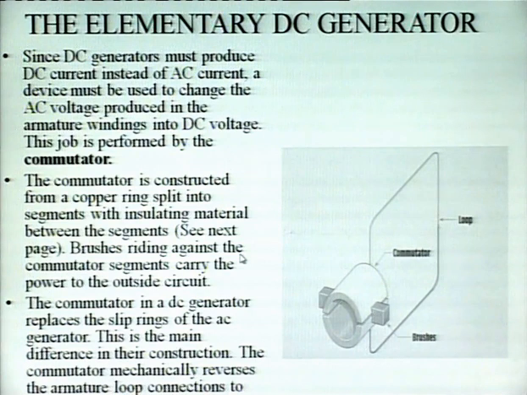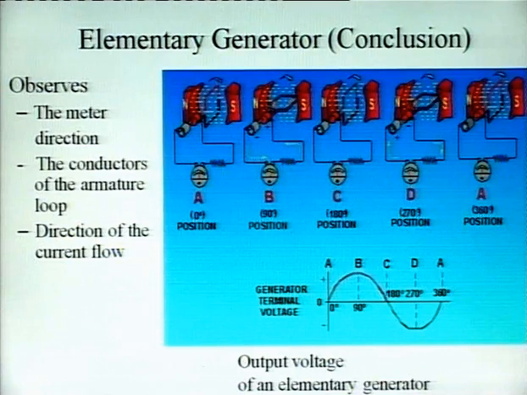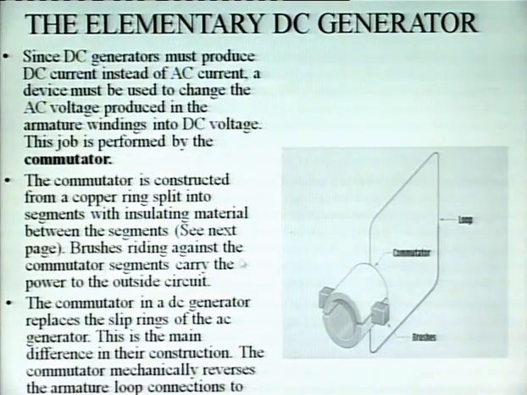Okay, now we will discuss the elementary DC generator. So far we have discussed the AC generator. Since a DC generator must produce DC current instead of AC current, a device must be used to change the AC voltage produced in the armature winding into DC voltage. This job is performed by the commutator.